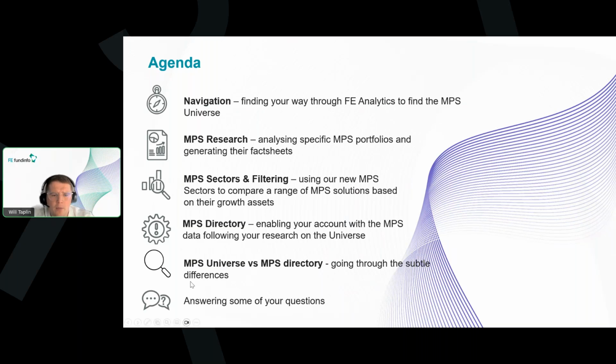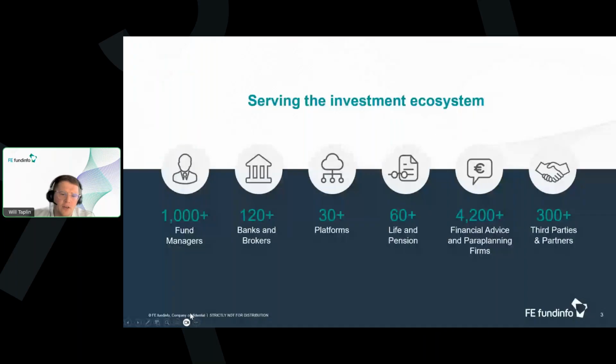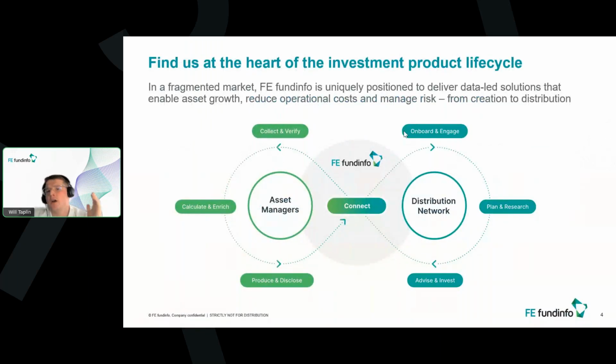Just a quick introduction to who we are at FE Fund Info. Ultimately, FE Fund Info is a data house, so we aggregate, collect and validate loads and loads of investment data. Therefore, we have clients in both the institutional and the advisor space. We serve over 1,000 fund managers, 30 plus platforms, over 60 life and pension providers, as well as 4,200 financial advice and paraplanning firms. So we sit in the heart of the space to bridge the gap between the wider asset management industry and the advice market, collecting the data and serving the advice industry through products like Analytics, TrustNet, FinXL, etc.